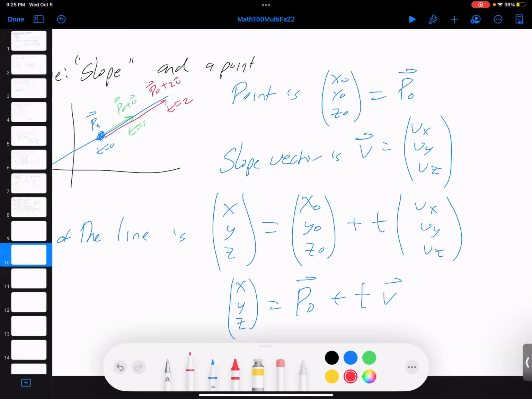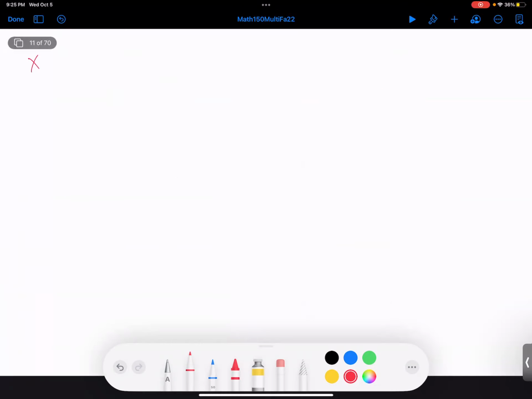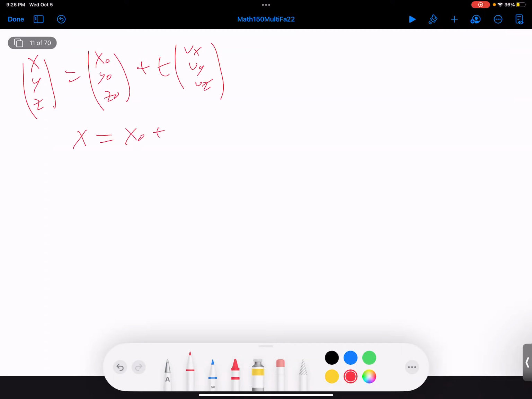And so we can unwind this. If we have x, y, z equals x naught, y naught, z naught plus t times vx, vy, vz, we get the following equations. x is x naught plus t vx, y is y naught plus t vy, and z is z naught plus t vz.